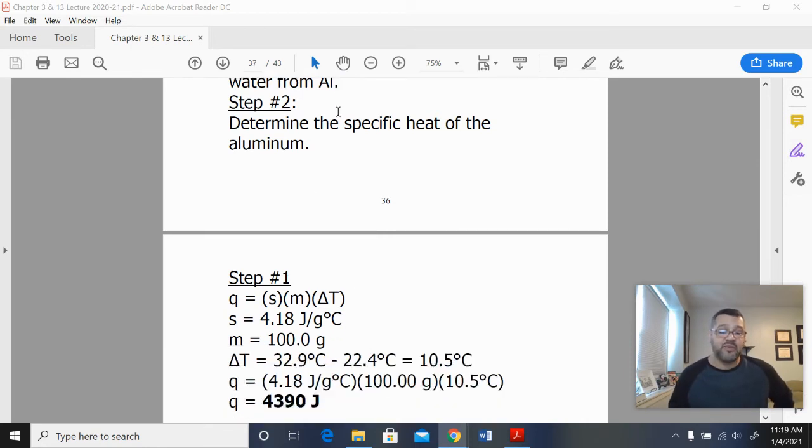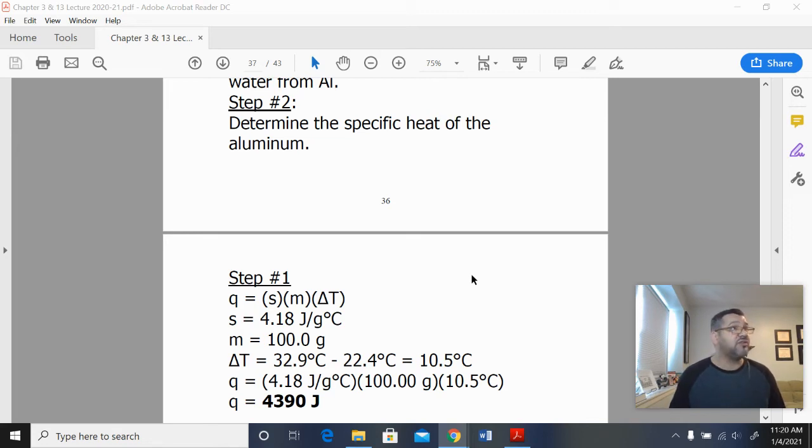So first things first, what's going on with the water? The water has a specific heat times mass times delta T, where the specific heat is 4.18 joules per gram degree Celsius from the table. The mass of the water is 100.0 grams. And the change in temperature of the water is 32.9, the final temperature, minus the initial 22.4. You get 10.5 as the difference in temperature. So to figure out the Q of the water, the heat transferred to the water, you need the specific heat, the mass, and the change in temperature. And when you do that, you get 4,390 joules. So that's how much energy was transferred to the water.